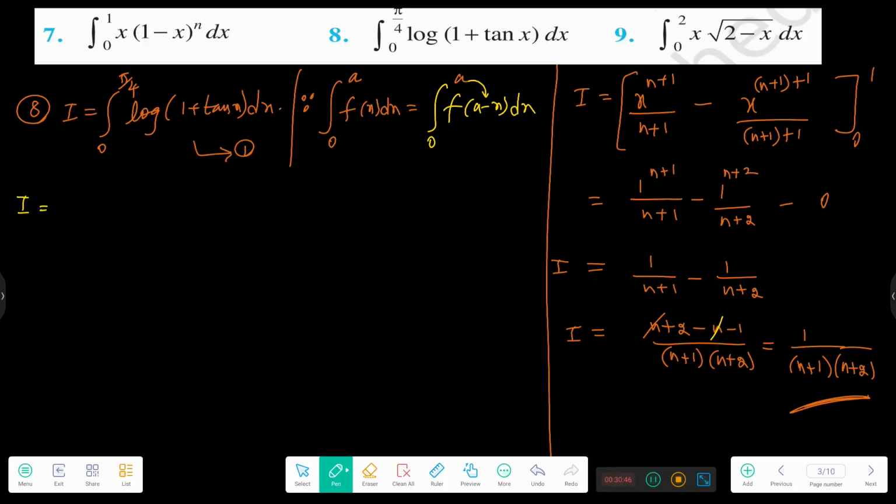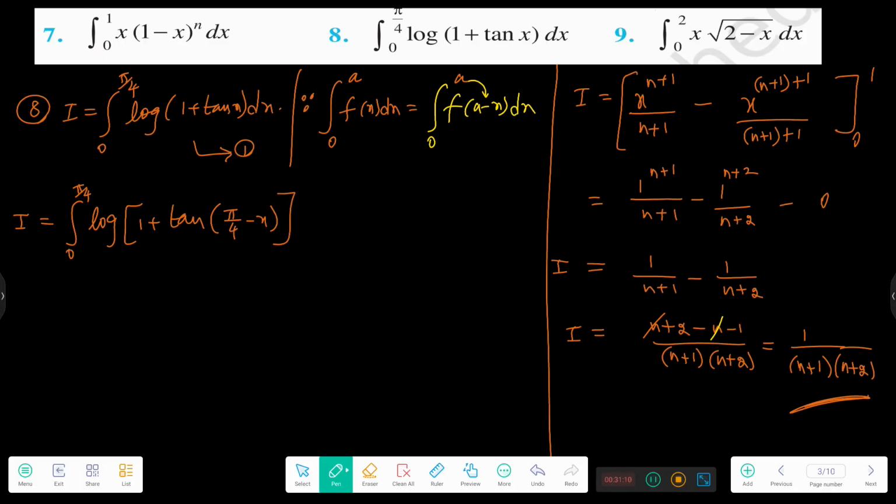Now let's apply here. I is equal to the integral from 0 to pi by 4 of log of 1 plus tan, where instead of x we have to apply pi by 4 minus x. Whatever the power that you have to apply.